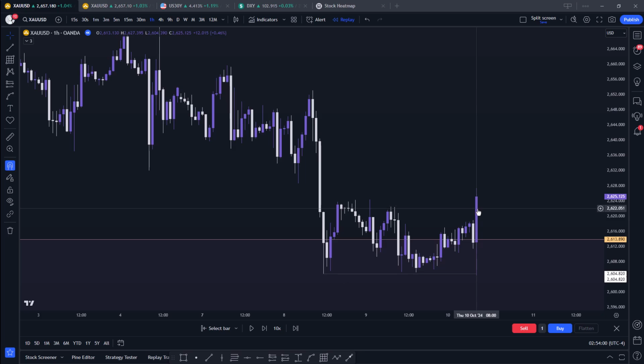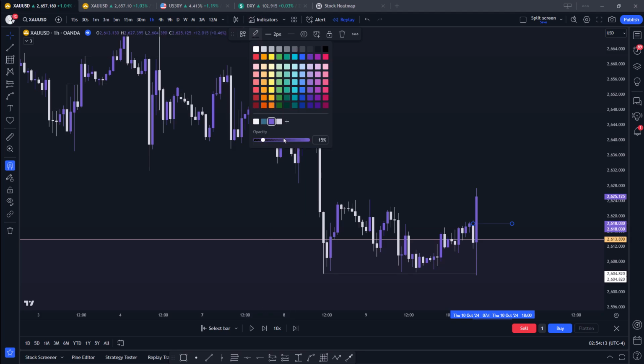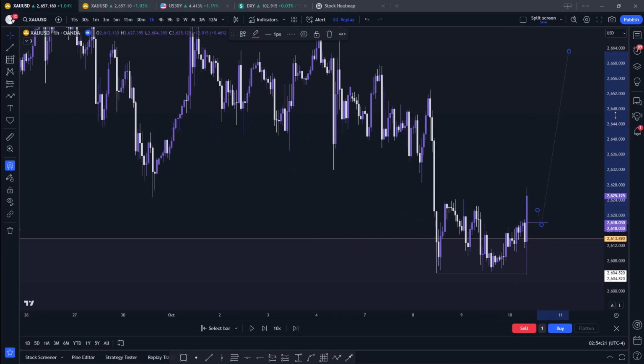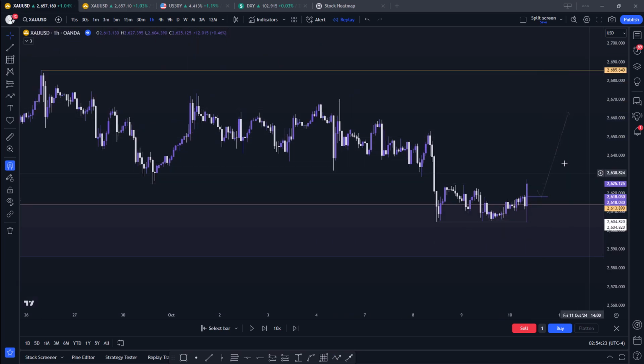This hourly candle after the news closed above this bearish candle. So now I'm paying attention to this bearish candle as a possible order block. Let's make this bolder again. So I'm looking at this bearish candle as a possible order block. So maybe some sort of retest like this, then a continuation higher to the external range liquidity, which is the all-time high.